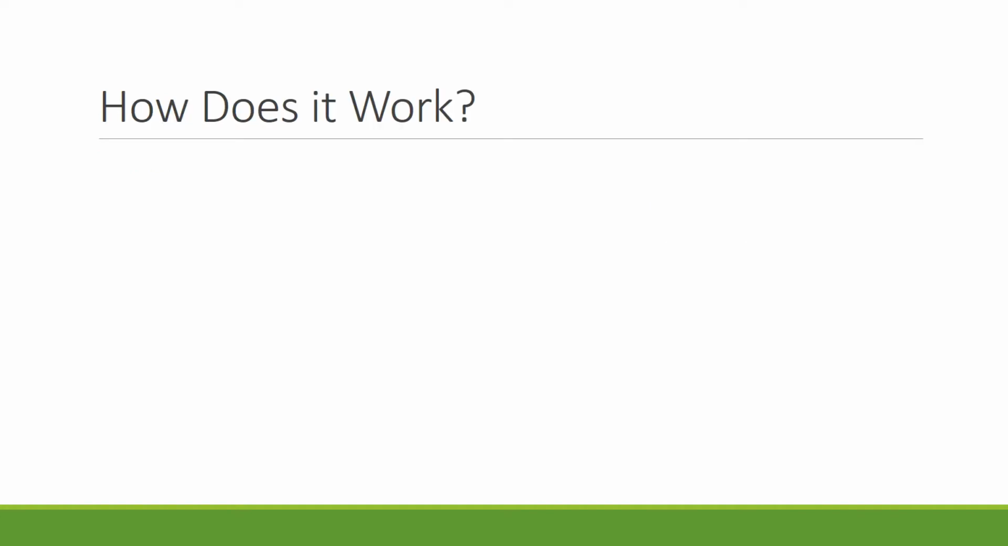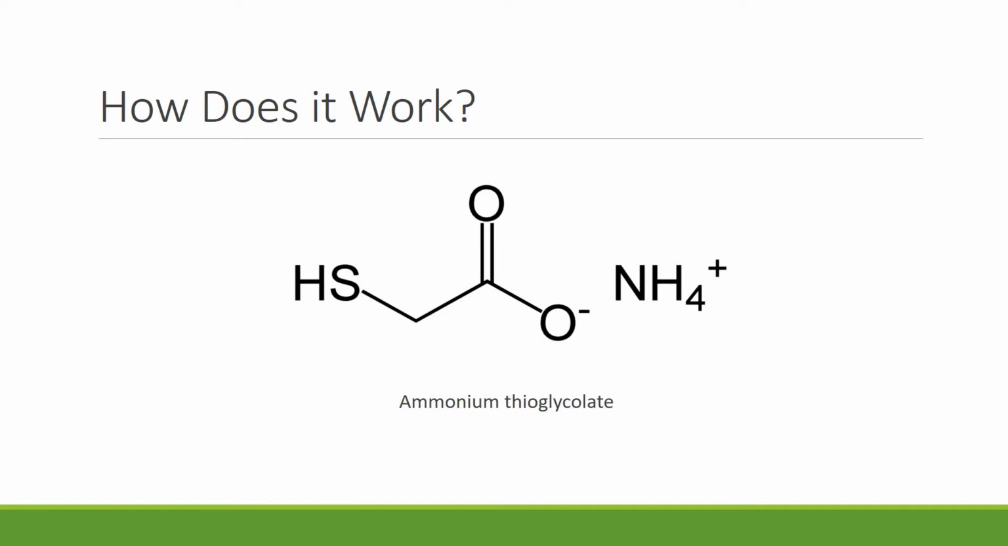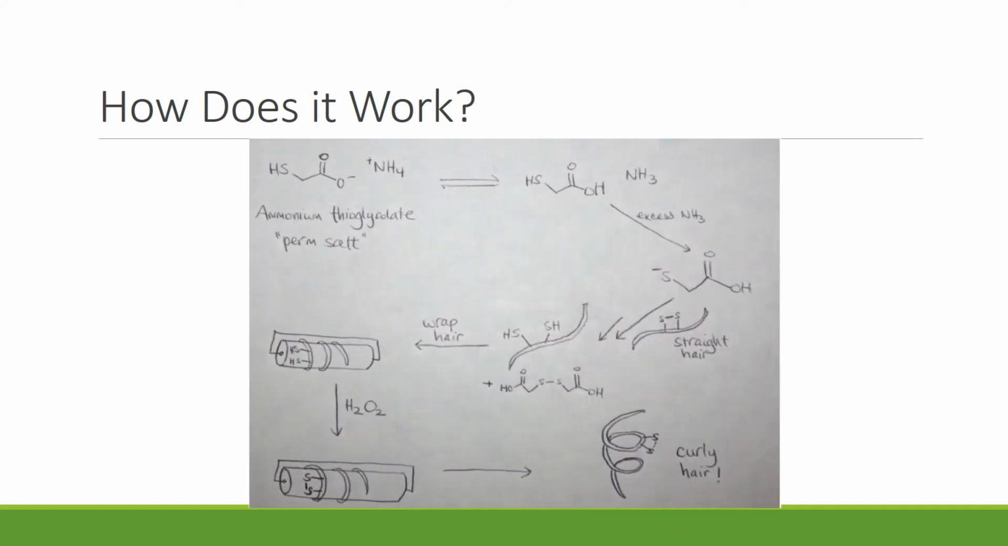The main component in hair perm is ammonium thioglycolate, aka perm salt. A basic solution of the perm salt is applied to the hair. Excess ammonia in the solution makes the hair swell so that the reagents can reach each strand of hair. The ammonia also deprotonates the thioglycolates. This thiol group is a reducing agent that breaks the disulfide bonds in the hair by protonating the sulfur atoms in the disulfide bonds. The separation of the disulfide bonds allows the polypeptide chains to become malleable and pliable.